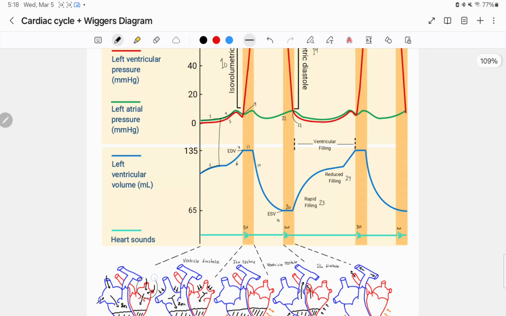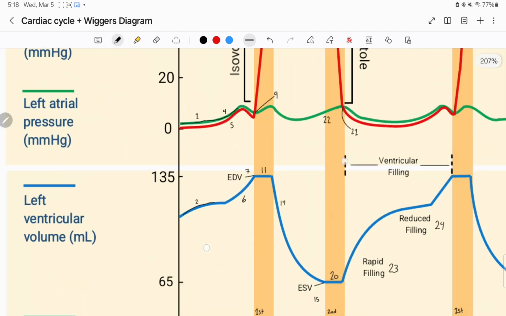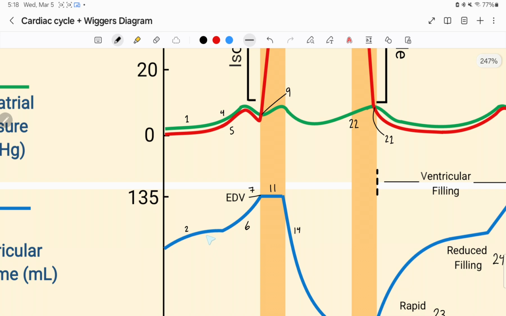The pressure inside of the atria is increasing, opening up the atrioventricular valves, and now the blood that was in the atria is flowing into the left ventricle, increasing the left ventricular volume, okay? All of that is happening in tandem, meaning it happens together, okay?